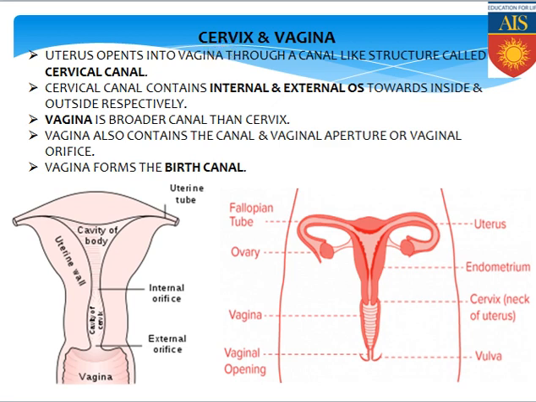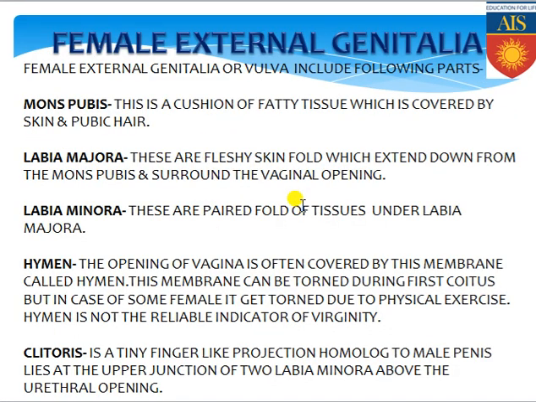Next we are going for the female external genitalia. This is the third portion of the female reproductive system. And this female external genitalia can also be known as vulva. And keep it in your mind, this female external genitalia is composed of so many parts.